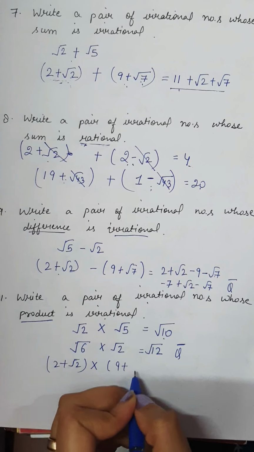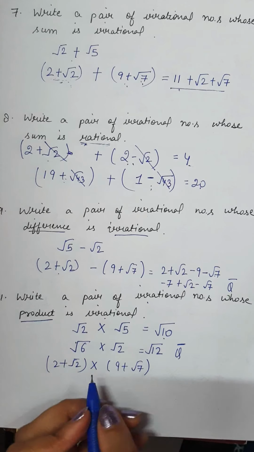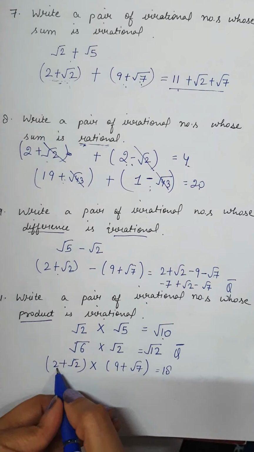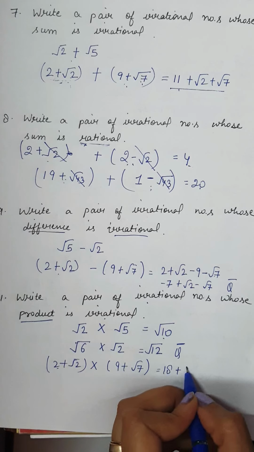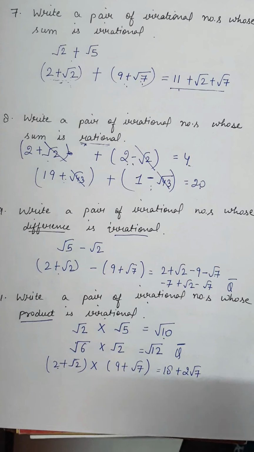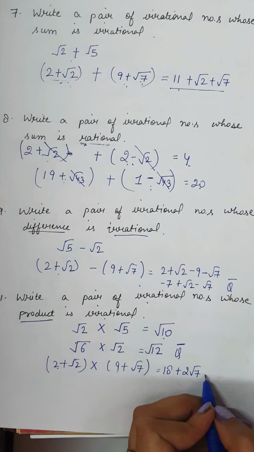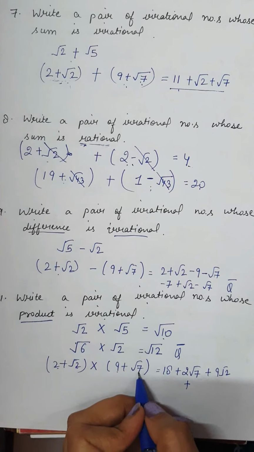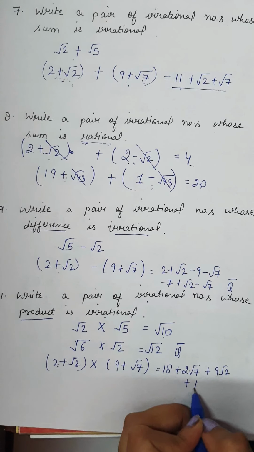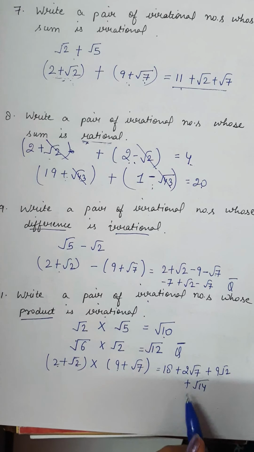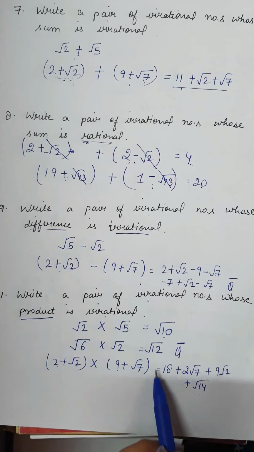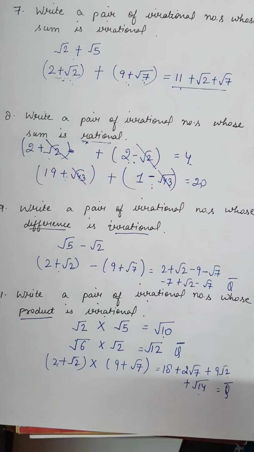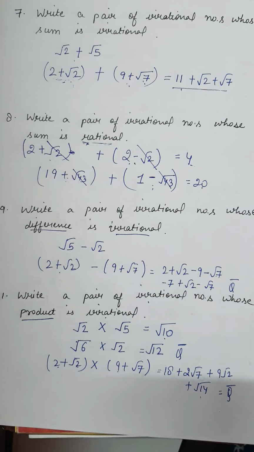multiply 9 plus under root 7. Let's see if it is working. 2 into 9, 18. 2 into root 7 will be 2 root 7. Then this into this will be 9 root 2. And this into this, I can multiply the two roots, under root 14. So many irrational numbers are there. So the complete expression is irrational. So this example is also working with it. Easy?